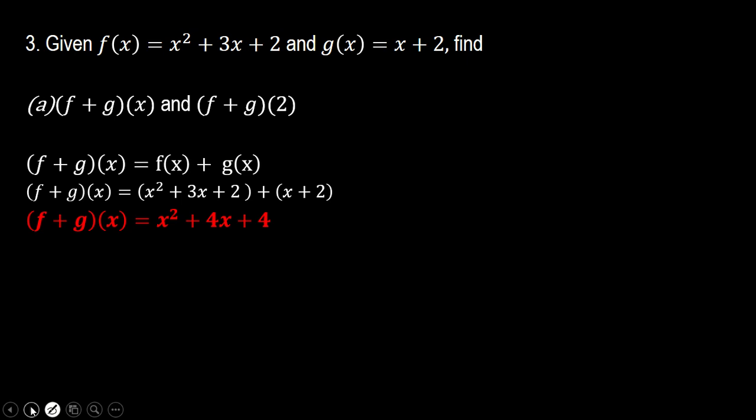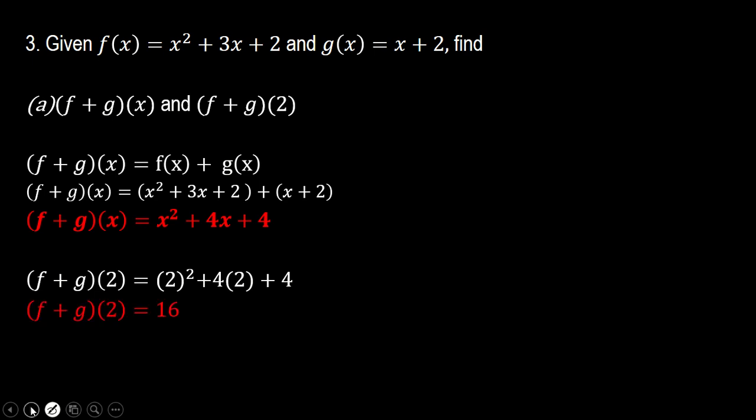And then if we substitute x is equal to 2, we have 2 squared plus 4 times 2 plus 4. The answer here is 16. 2 squared is 4, 4 times 2 is 8, and 4 plus 8 plus 4 is 16.